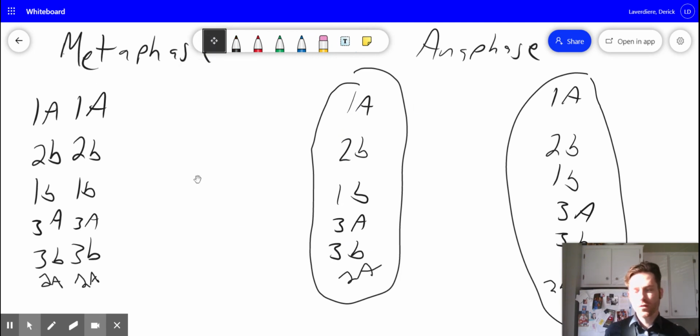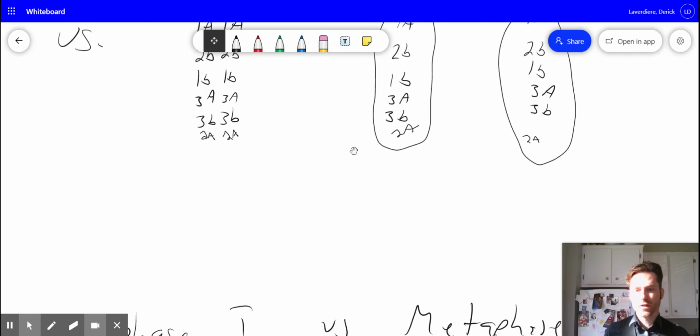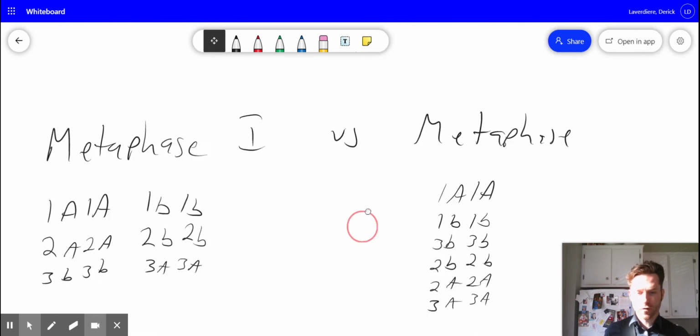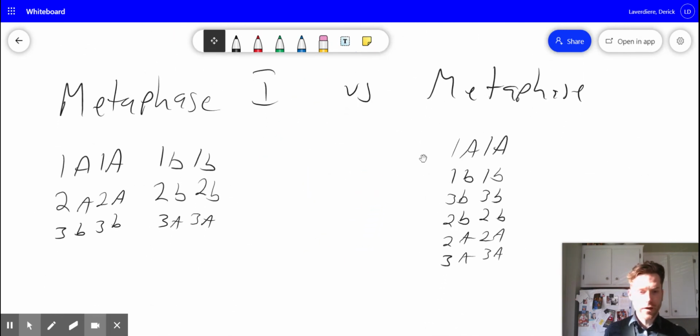And so this way in which the metaphase versus metaphase 1 lines up the chromosomes is very important for the differences in the outcomes of mitosis versus meiosis. So here's our meiosis metaphase 1. You can see homologous chromosomes are next to each other, but in mitosis, they just lined up in one row.